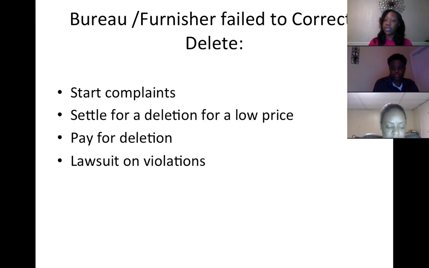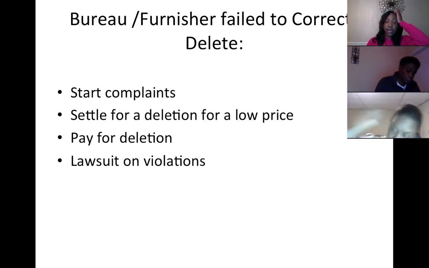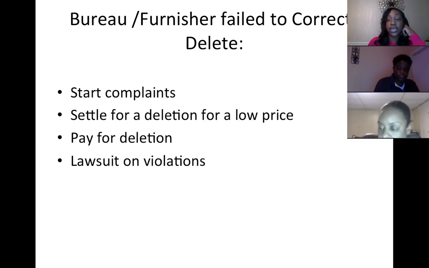You can do a pay for delete for a lot of collections. So for these, I do those for the lower price ones as well. If it's like $200 or less, I'm like, dude, just pay this. And you do a pay for delete. You'll get pay for delete templates, and you send it to the collection agency, and you ask them for deletion in exchange for payment.